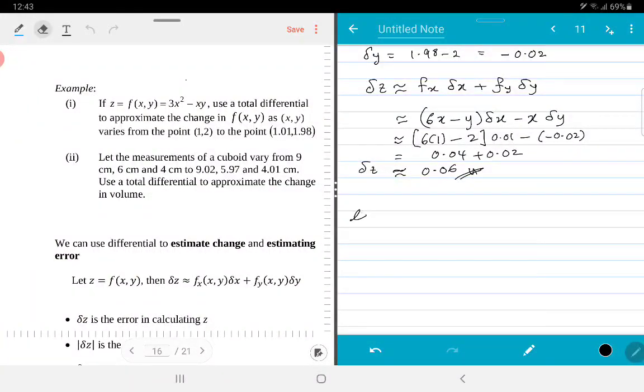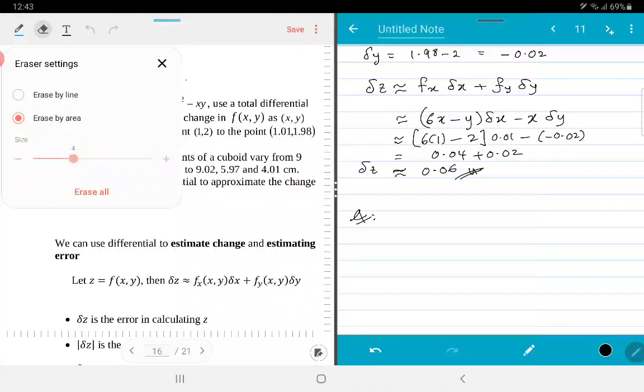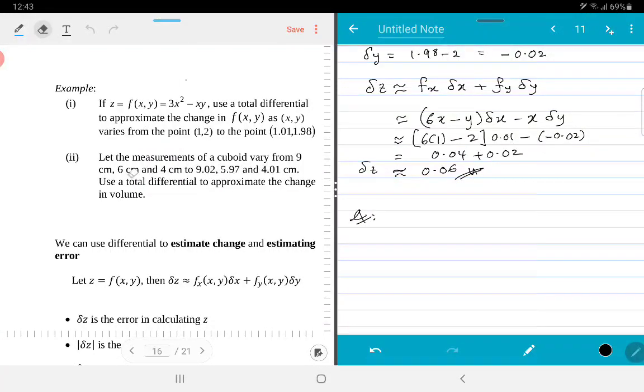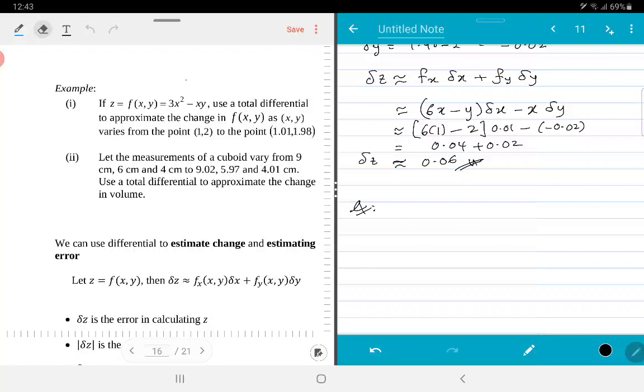The next example says: let the measurements of a cuboid vary from 9 cm, 6 cm, and 4 cm to 9.02, 5.97, and 4.01 centimeters. Use the total differential to approximate the change in volume. Here the function is not given, unlike the first example, but the function that we're looking for is just the volume of a cuboid. Everybody knows how to find the volume of a cuboid.